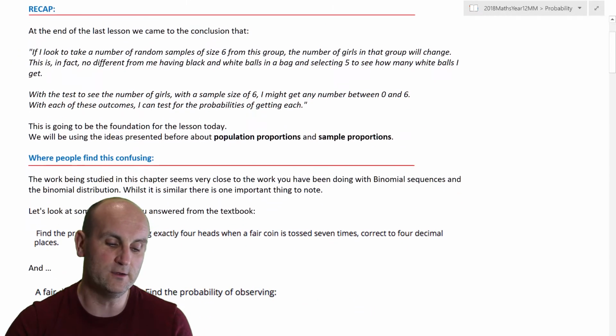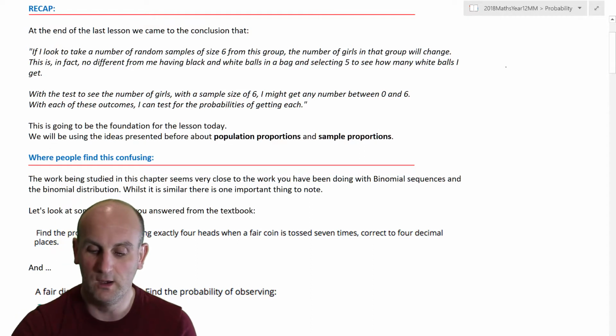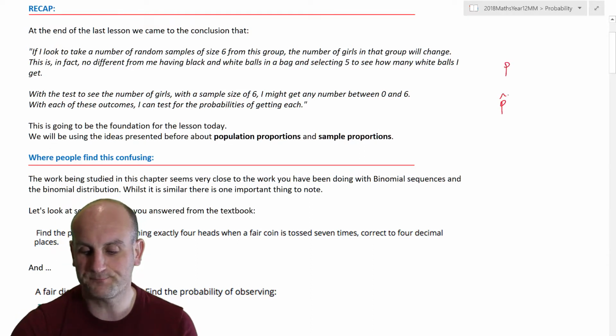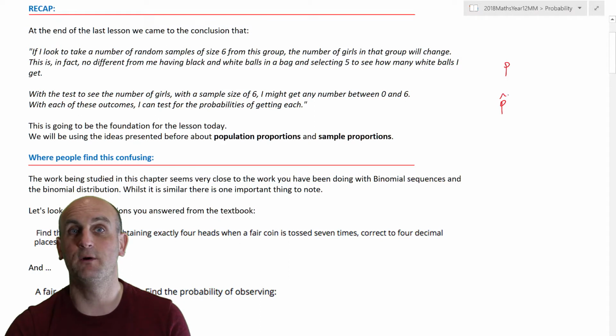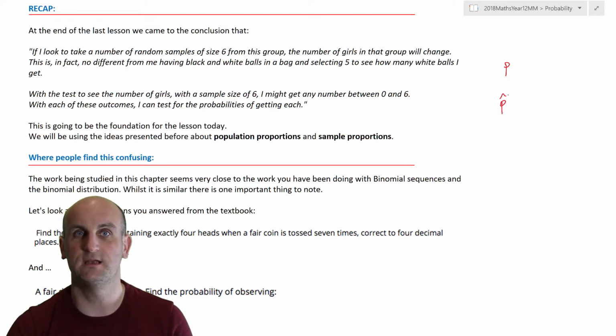Now, as I normally do, I'm going to recap what we learned in the last lesson. I suppose the most important stuff that came through was the difference between P and P hat. So P is our population proportion and P hat is my sample proportion. My sample proportion is effectively the number of people I'm taking out of my population that have a success or a characteristic I'm looking for.